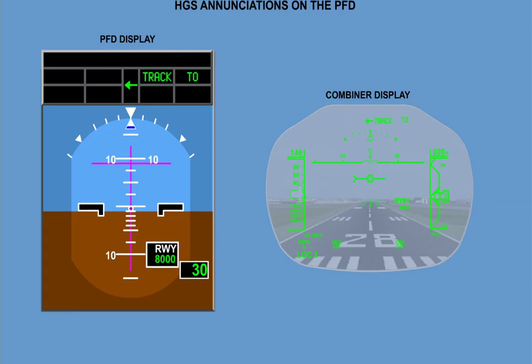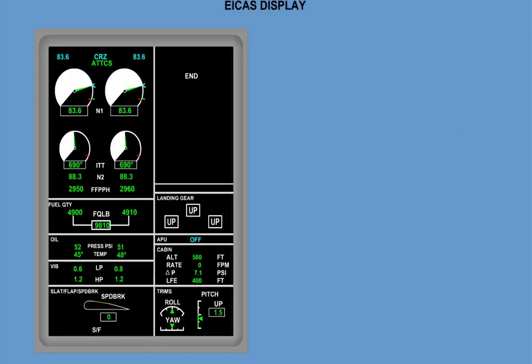Runway remaining. Runway remaining distance will be displayed on the PFD. The HGS computer calculates this distance, and the same information is shown on the combiner. HGS further indications are also enunciated on EICAS to provide system status information to the crew.